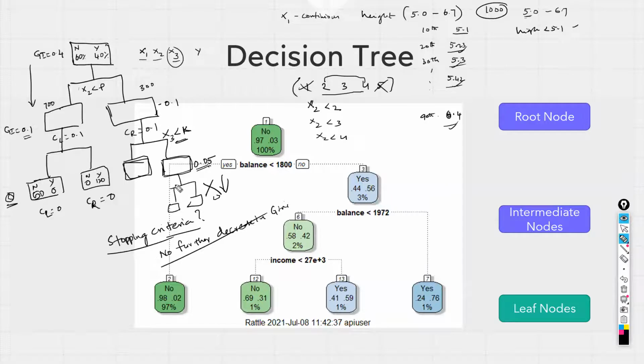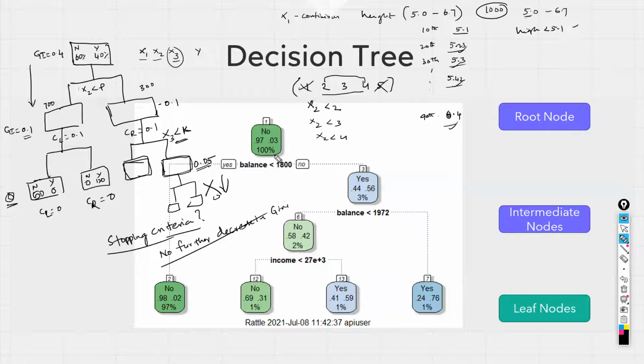So it will stop either when you cannot decrease the Gini further, or when the Gini has already reached 0. There is no point, so it will stop. So that's the stopping criteria, general stopping criteria, right? If pure means, yes, Gini is 0. There is no further decrease possible. All observations in that node belong to only one class. That's called a perfectly pure node.